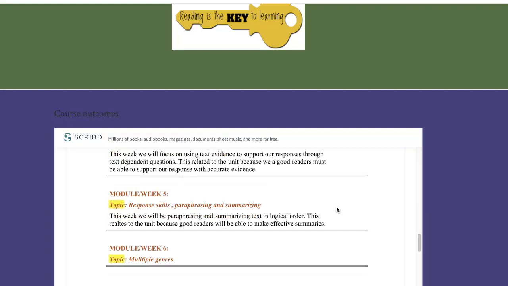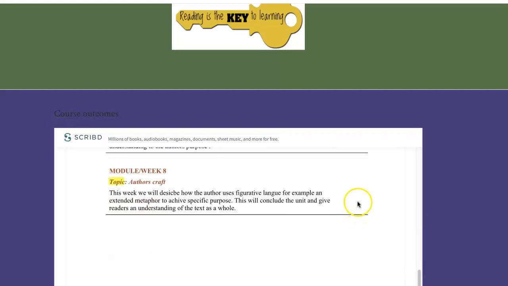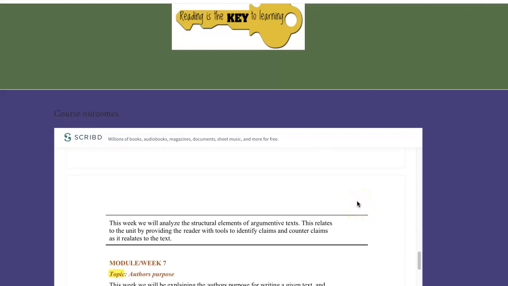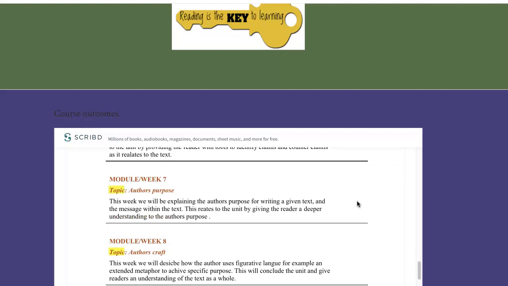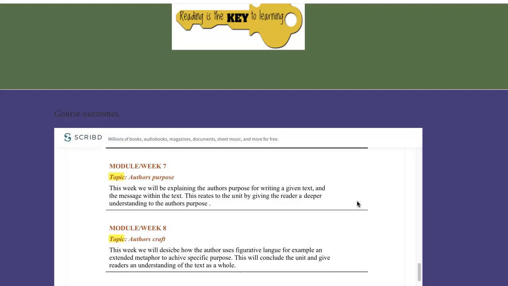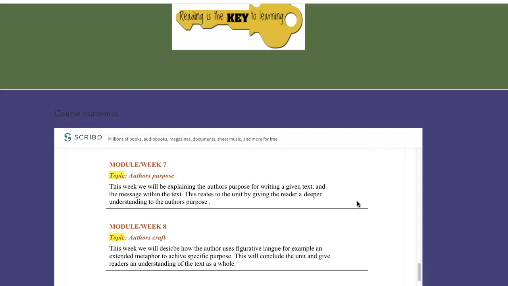Week 5, we worked on paraphrasing and summarizing text. And week 6, we worked on the structural elements of argumentative text. Week 7, we worked on the author's purpose when writing a given text. And then week 8, we worked on the author's craft and described how the author's use of figurative language is an example of extended metaphor.